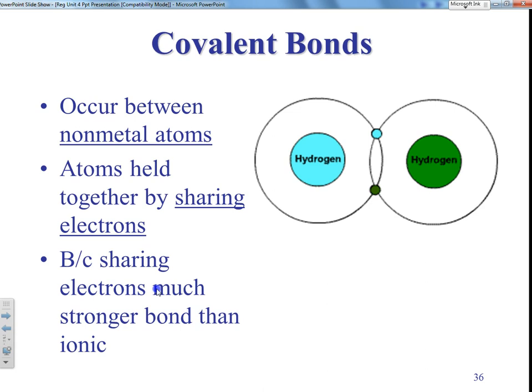Here is another model picture showing how we could represent the bonding in hydrogen atoms, where we're using Bohr diagrams to represent that they are sharing a pair of electrons, thus filling that first principal energy level. So covalent bonds occur between nonmetal atoms, and the atoms are held by sharing electrons. Turns out that because they're actually sharing, as you can see, they're actually connected. And so this is a much stronger bond than an ionic bond or metallic bond. This is the strongest of the 3 bonds we've talked about. So a covalent bond occurs between nonmetal atoms and involves the sharing of electrons.